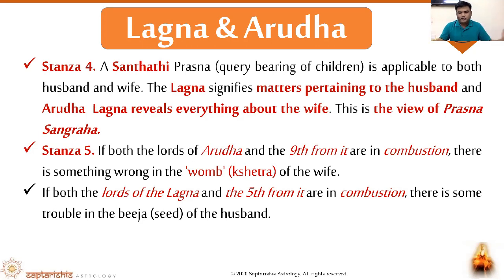If you see affliction at both levels, then there is a problem with both husband and wife. If the ninth house is afflicted from Aruda, there is a problem in the womb, the Kshetra, of the wife. Or if the fifth house is afflicted from the Lagna, we can say there is a problem with the seed, Bija, of the husband. This we can also calculate mathematically with Bija Sphuta and Kshetra Sphuta, and check the affliction on these Sphutas. We can also decide whether there is a possibility of progeny or not. This is a very detailed thing, but I'm just giving you a rough idea so that you will have some background.